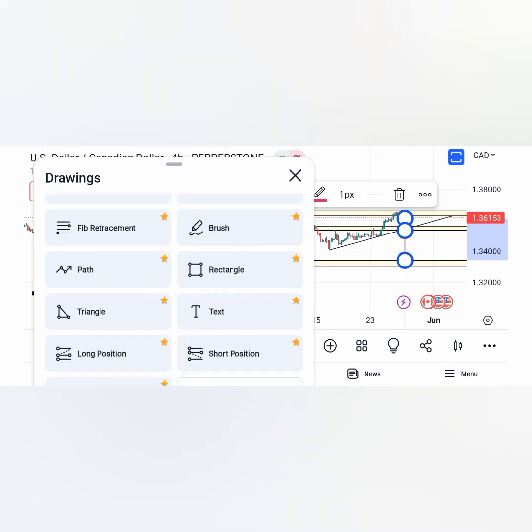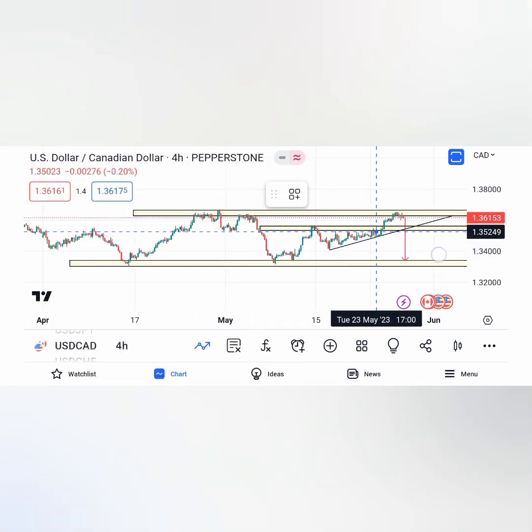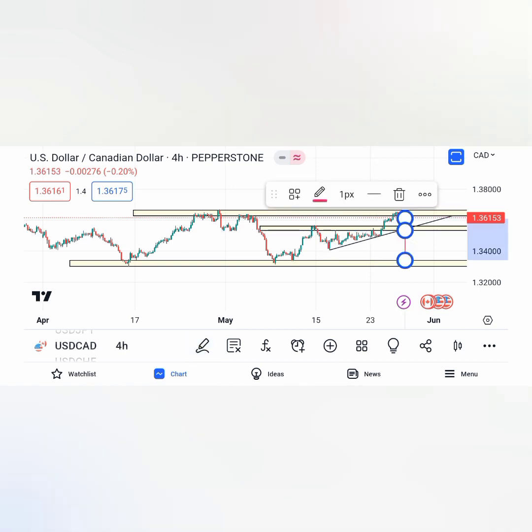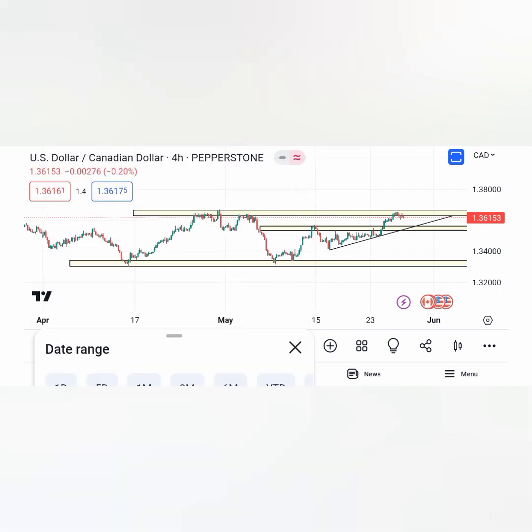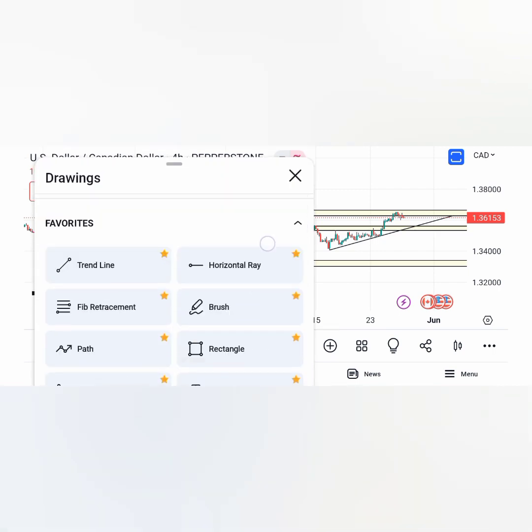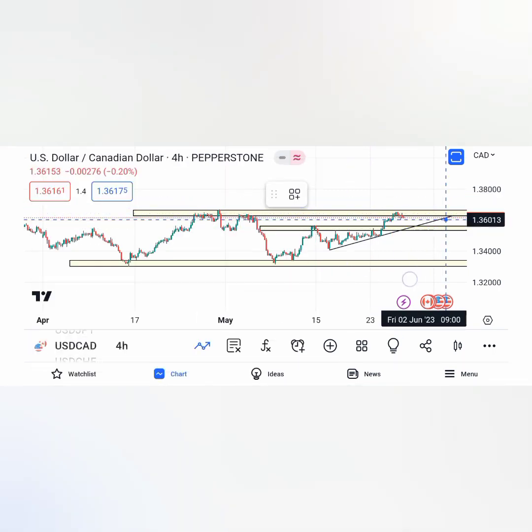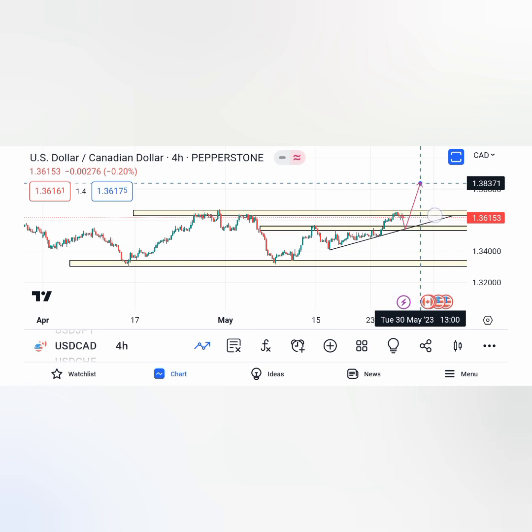But in the long run, we can see that USD CAD is bullish. From a wider perspective, USD CAD is bullish. So it's likely that USD CAD will come and retest this very point, where we can see the confluence: the trend line and the zone meeting. So it's likely to test this point, then continue upwards. So this is my analysis on USD CAD.